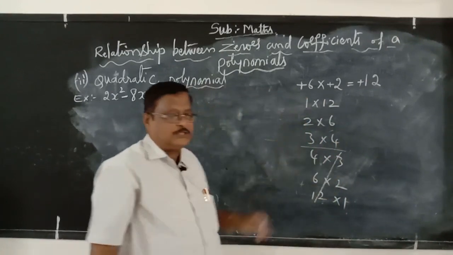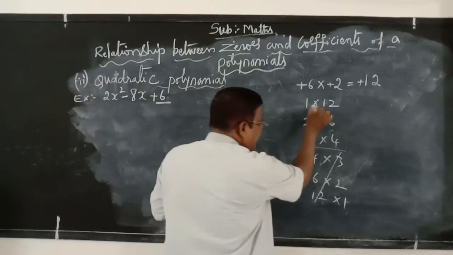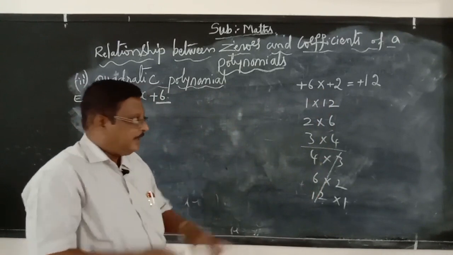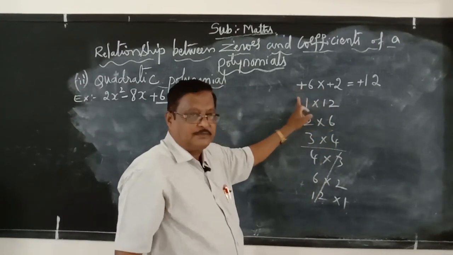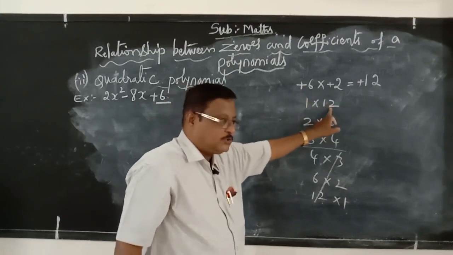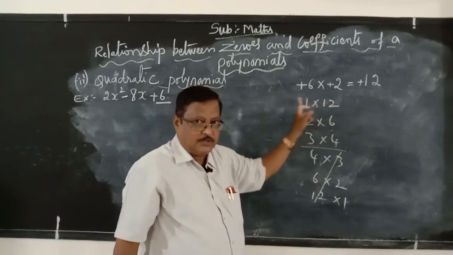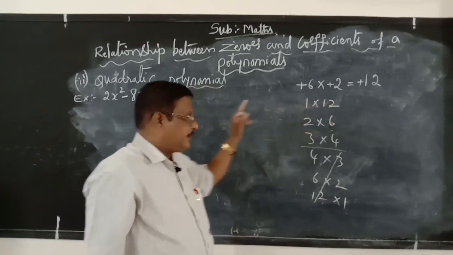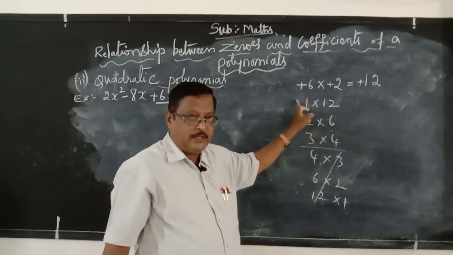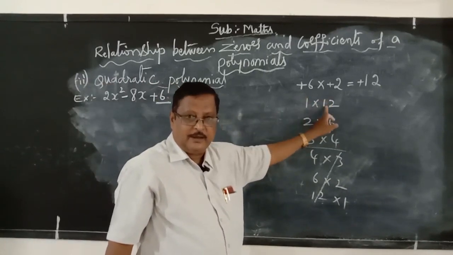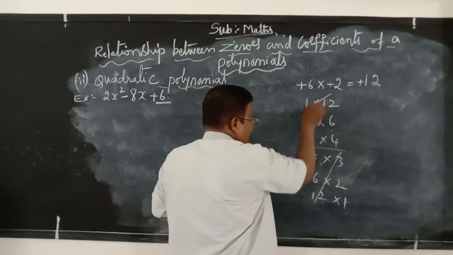Out of these three, which is suitable for this problem? First you see, when you are adding or subtracting, here this is the plus number, you leave the signs of this number. This is 1, this is 12. 1 plus 12 is how much? 13. 13 is not the coefficient of x. Next 12 minus 1 is how much? 12 minus 1 is nothing but 11. 11 is not the coefficient of x. This is not a suitable table.